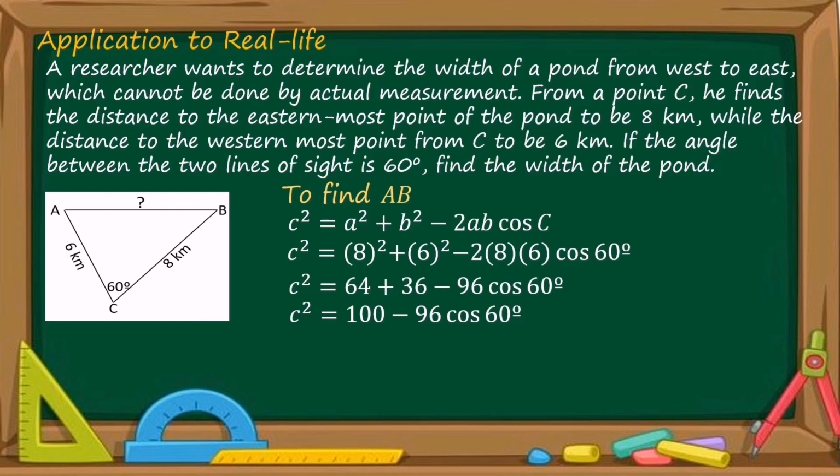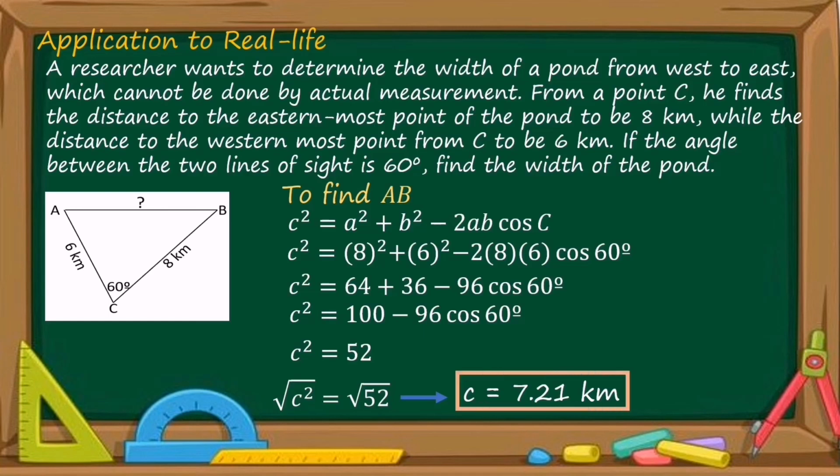Using our calculator, the value of the right side of the equation is equal to 52. Extracting the square root of both sides of the equation, we have the value of c is equal to 7.21 kilometers. Therefore, the width of the pond is equal to 7.21 kilometers.